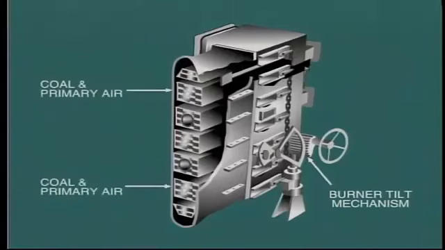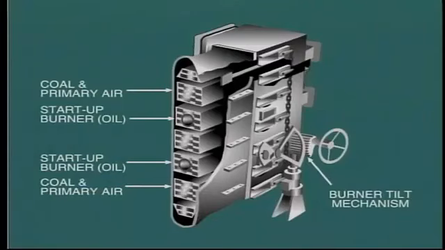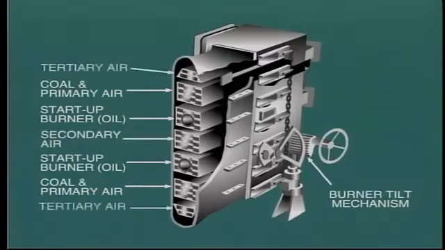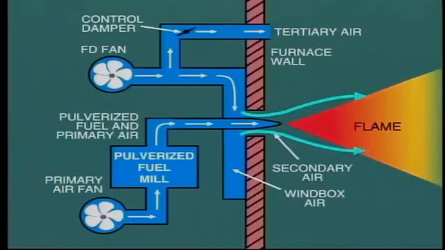For corner-mounted burners, a vertical arrangement is used like this, with multiple ports for the admission of primary air, pulverized coal, auxiliary fuel, secondary air, and tertiary air. In some cases, the tertiary supply of air may be provided at a location higher in the furnace.